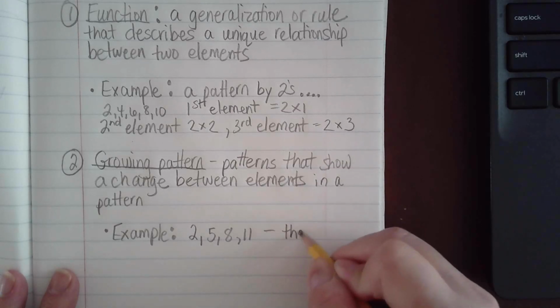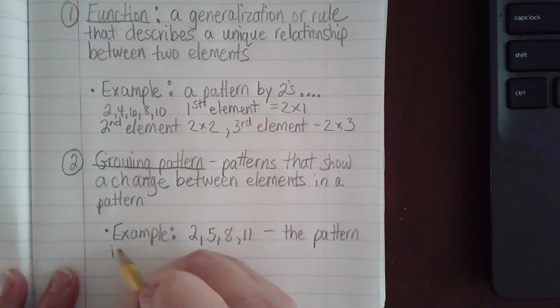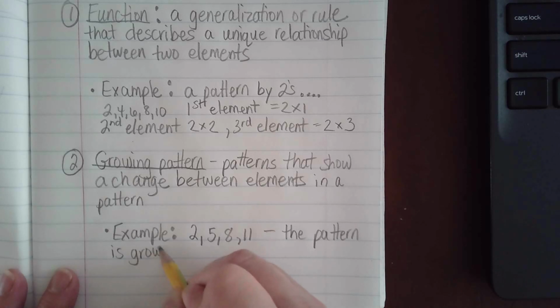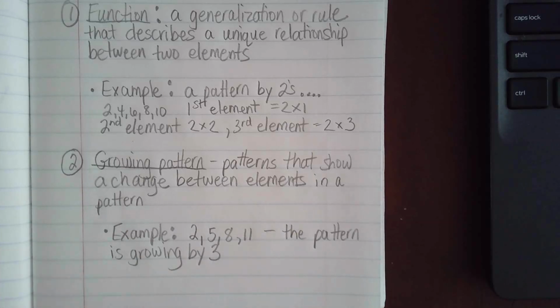Okay? The pattern is growing by 3. Okay? So we have growing patterns. We also have what we call repeating patterns. So if you think of what the root word for repeating is, it would repeat. So a repeating pattern is simply a pattern that is duplicated a number of times, repeats.